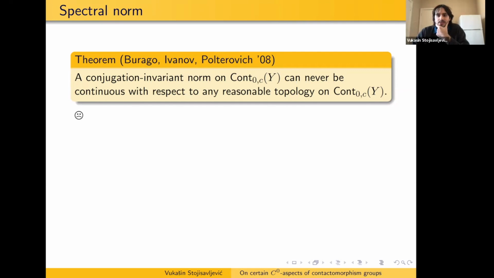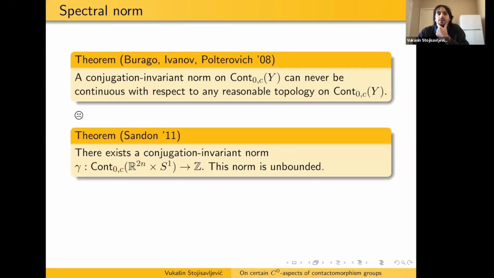But sometimes maybe we can get rid of this continuity, and we refer now to a theorem of Sandon. Yeah, I forgot to say this theorem. The first theorem was proven by Burago, Ivanov, and Polterovich. The theorem of Sandon says there exists a conjugation invariant norm on the group of contactomorphisms of R2n plus 1 times S1, but it is integer valued. And this norm is in fact unbounded.